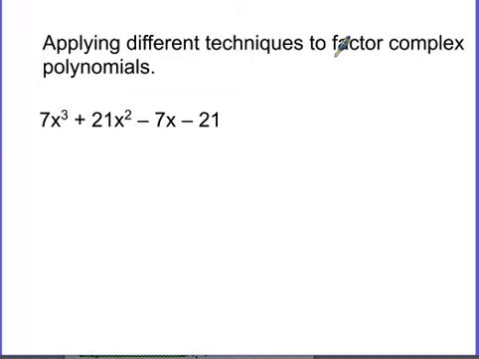I can do some factoring here. I can take a 7 out of all of these. So that gives me x cubed plus 3x squared minus x minus 3.